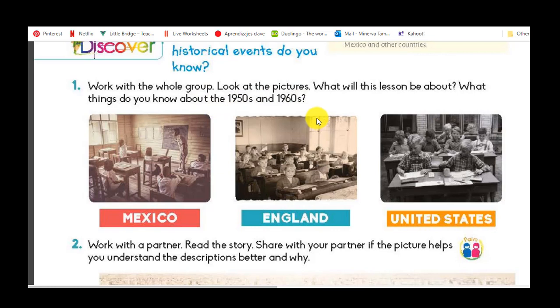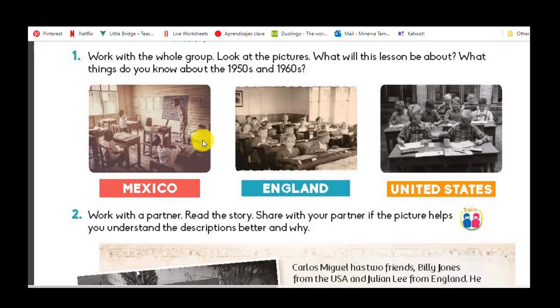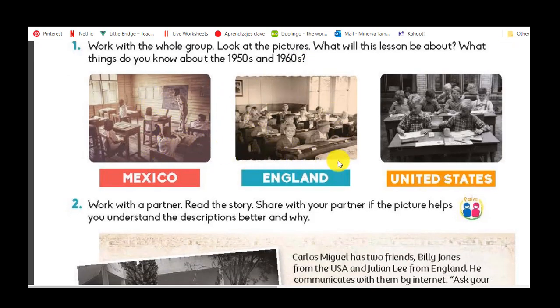So, look at the pictures. What will this lesson be about? What things do you know about 1950s? Okay, leemos como si fueran dos números, 19 and then 50s. And 1960s, okay? So aquí nos muestran unas pictures about Mexico, England, and the United States, okay? So what do you see in the pictures? It looks like schools, right? Like the schools in the past, okay?